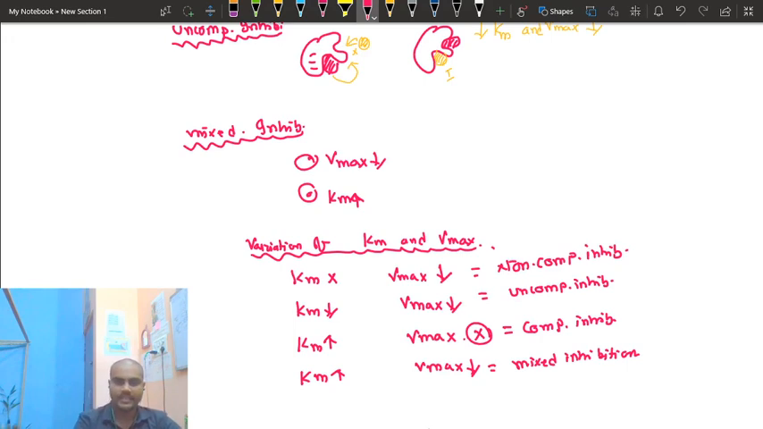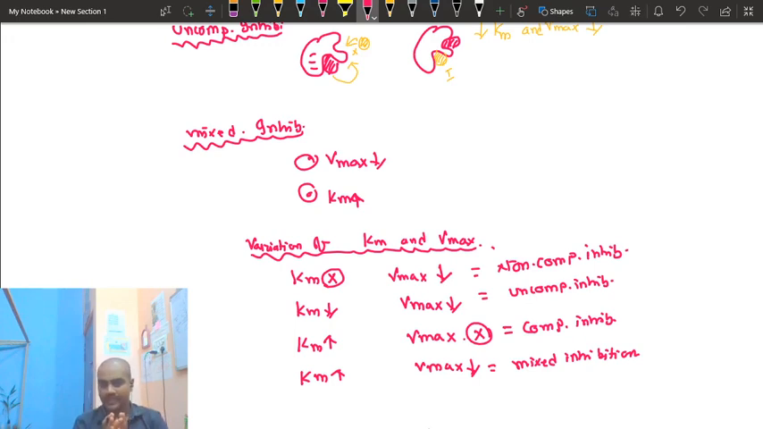So these are the main things which you should remember. In case of non-competitive inhibition, the Km will remain unchanged and Vmax will get decreased because there is not any kind of competition between substrate and enzyme. That means we are not actually talking about affinity between substrate and enzyme, or between inhibitor and enzyme, so we do not have to think about the Km value.